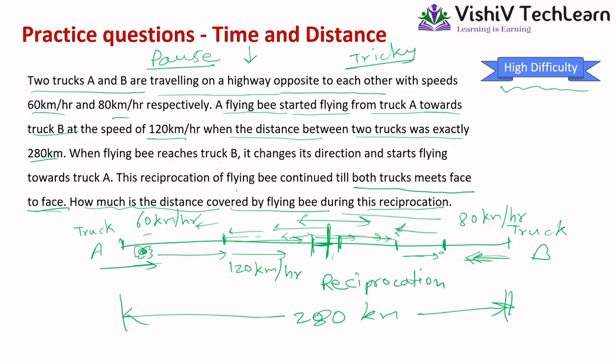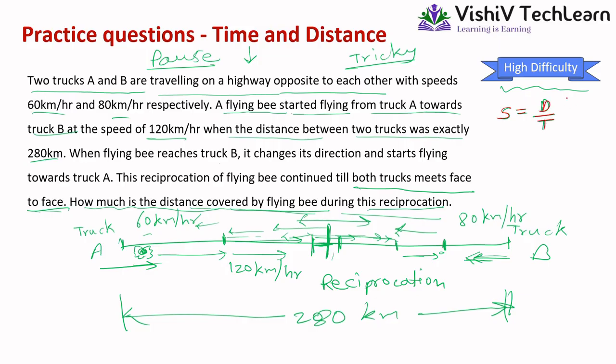Now, to calculate the distance that is to be covered by flying B, what formula do we have? Speed is equal to distance upon time. This is the formula. Correct? Let me change the ink now so that there will be no confusion. The formula is speed is equal to distance upon time.